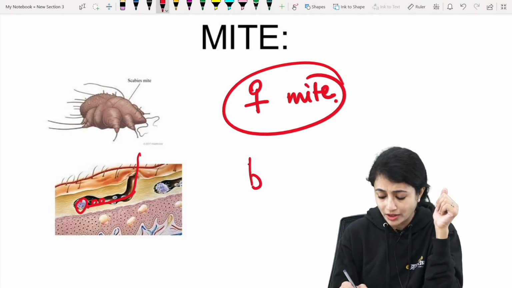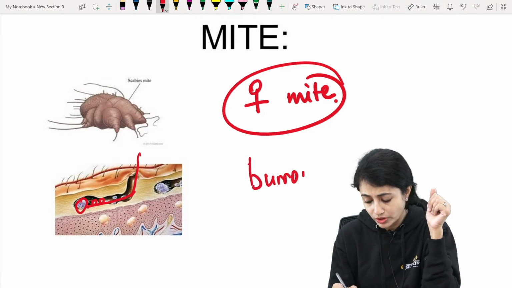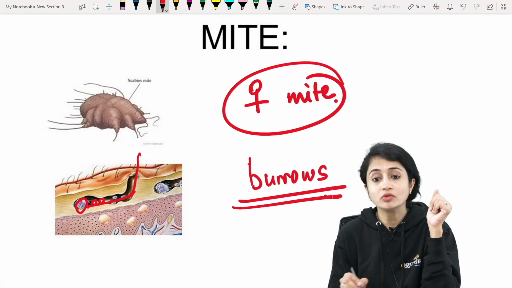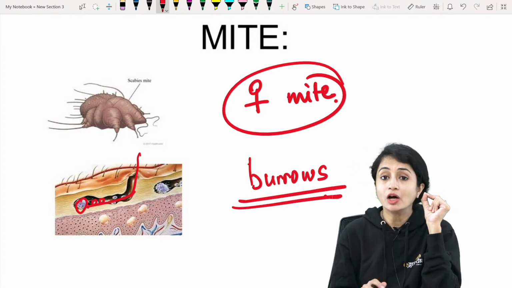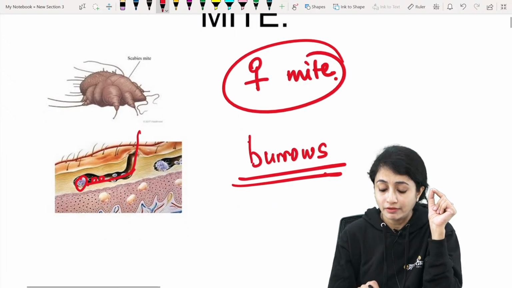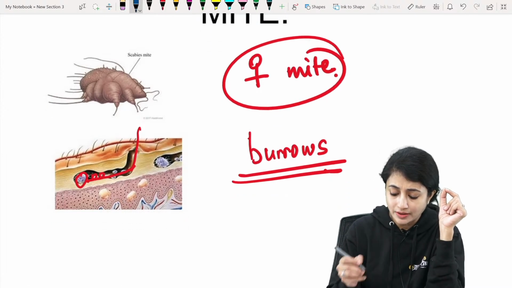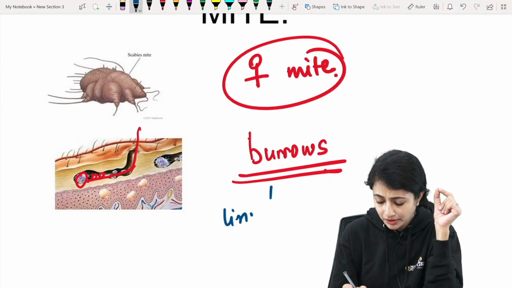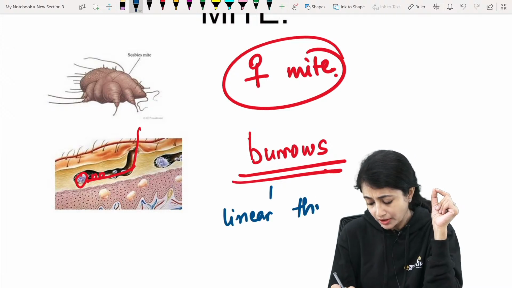So these tracts are called burrows. These are tracts which are laid down by the female mite. How do they appear clinically? They will appear clinically as linear, thready lesions.